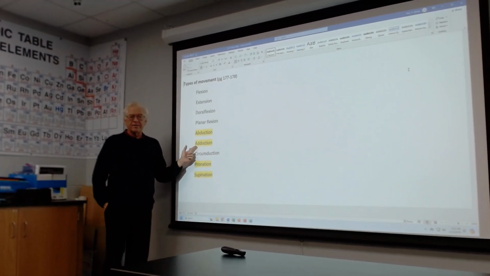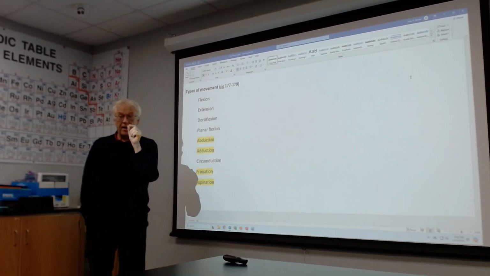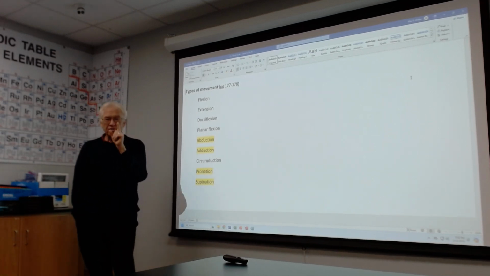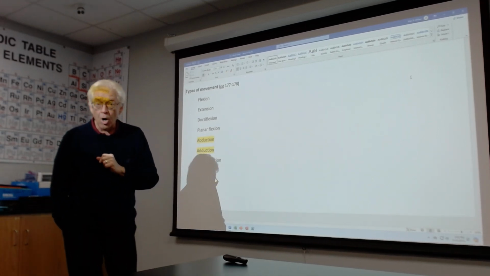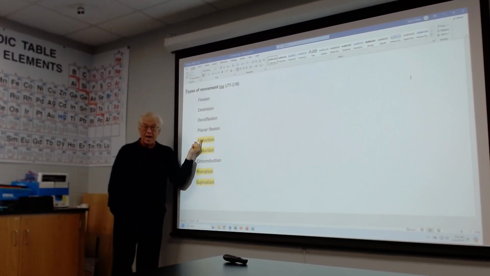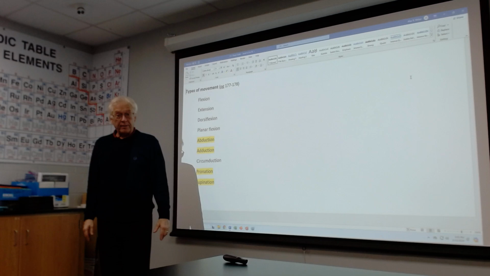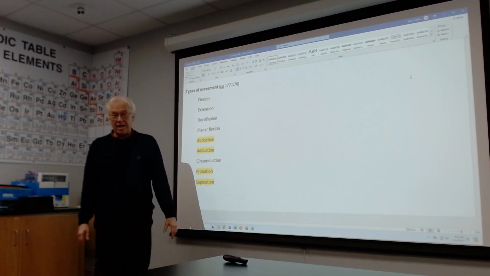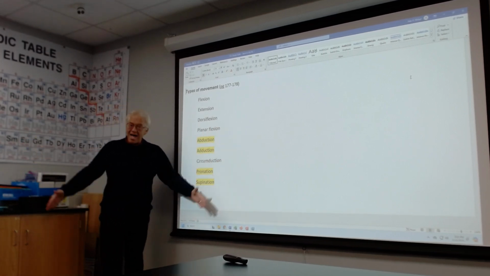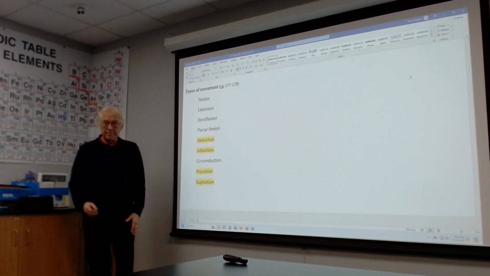Abduction and adduction. A lot of students get this backwards. Here is what I think would be a good thing to put on your flashcard. When somebody abducts your child, are they bringing them home or stealing them away? Taking them away. So on a card, I would put abduction is moving your arms away from the body. You can move your leg away from the midline. That's abduction. Well, what's the opposite? Adduction. Bring your arms back, bring your legs back.